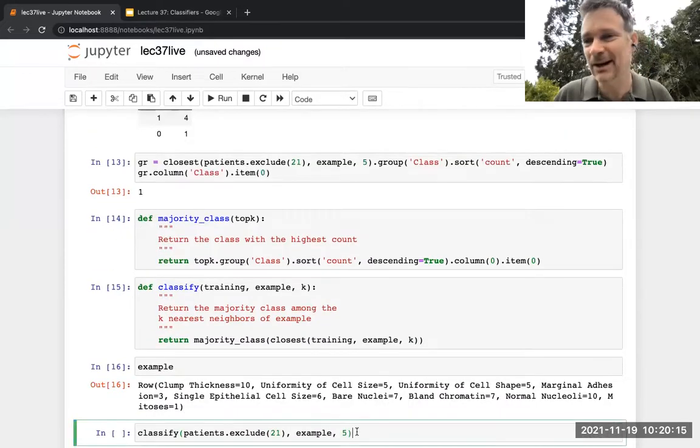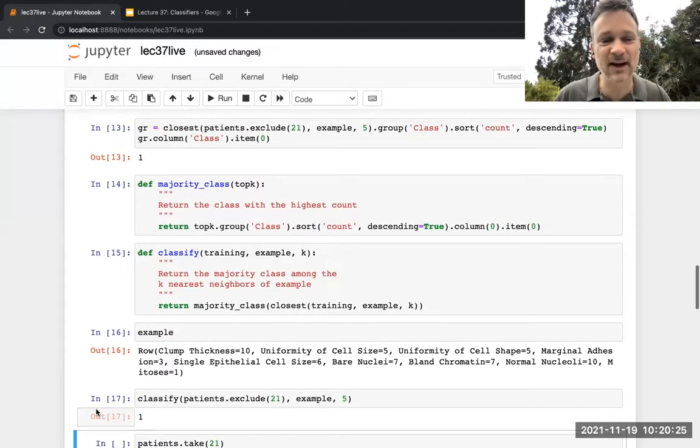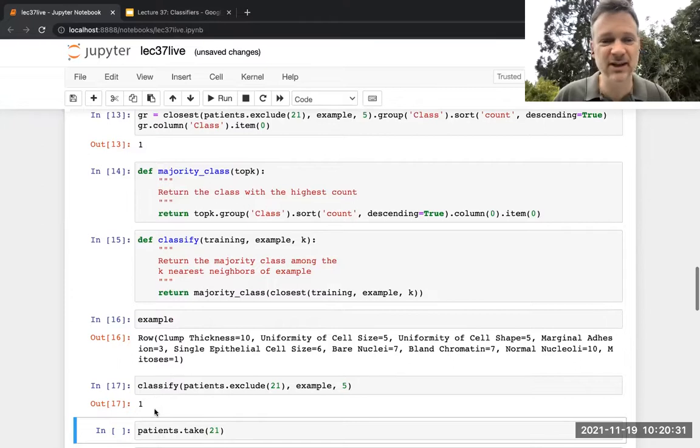So if we take an example here, we said we had a single example of a single patient with some attributes, and we had a training set, and we're going to now classify. So we call the function like this. And this makes a prediction that says the 5 nearest neighbors for this patient had a majority class of 1. So we're predicting 1. We're predicting malignant for this patient.